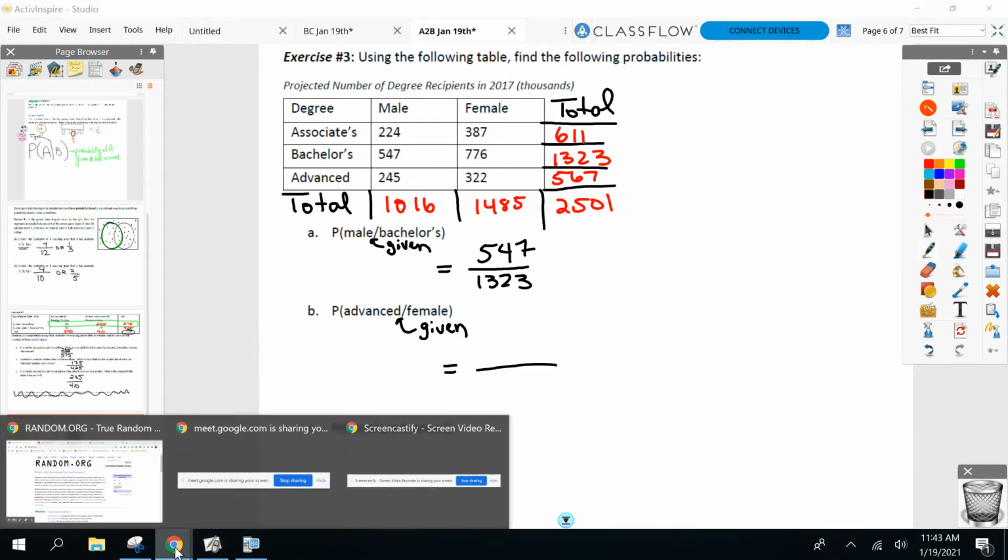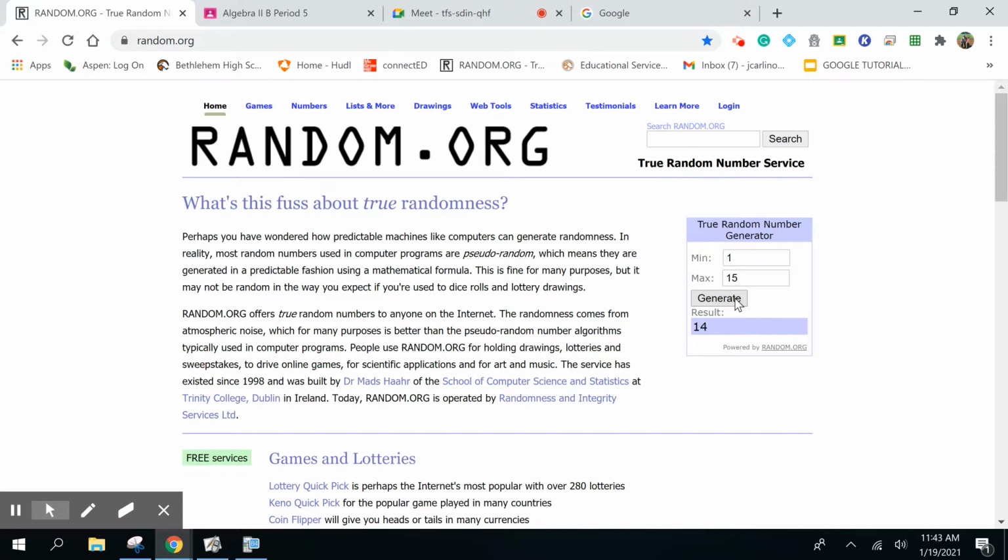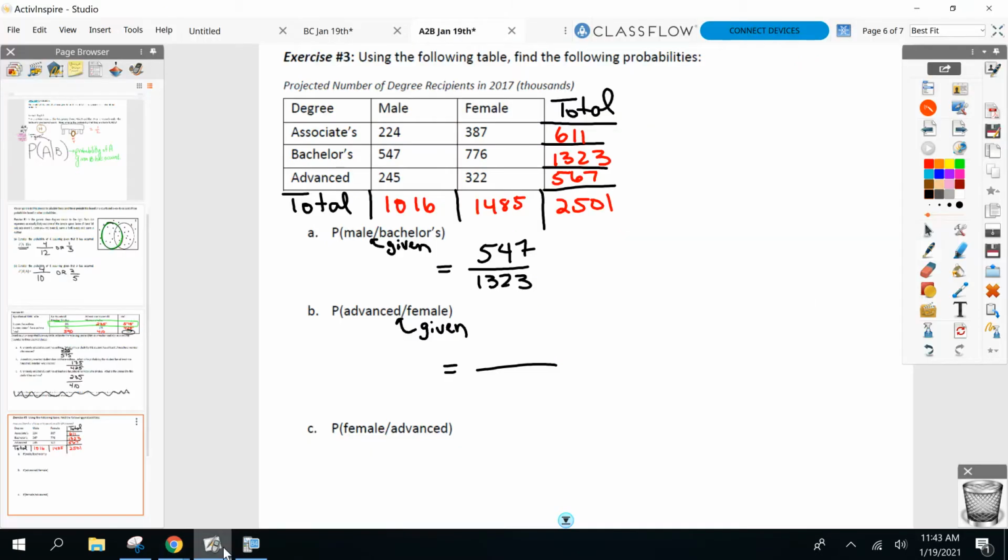Come on. Guys are doing awesome here. Oh, there we go. Eliana, what are the chances from the females you have an advanced degree? And we're going to have to pick again. Somebody lucky here.